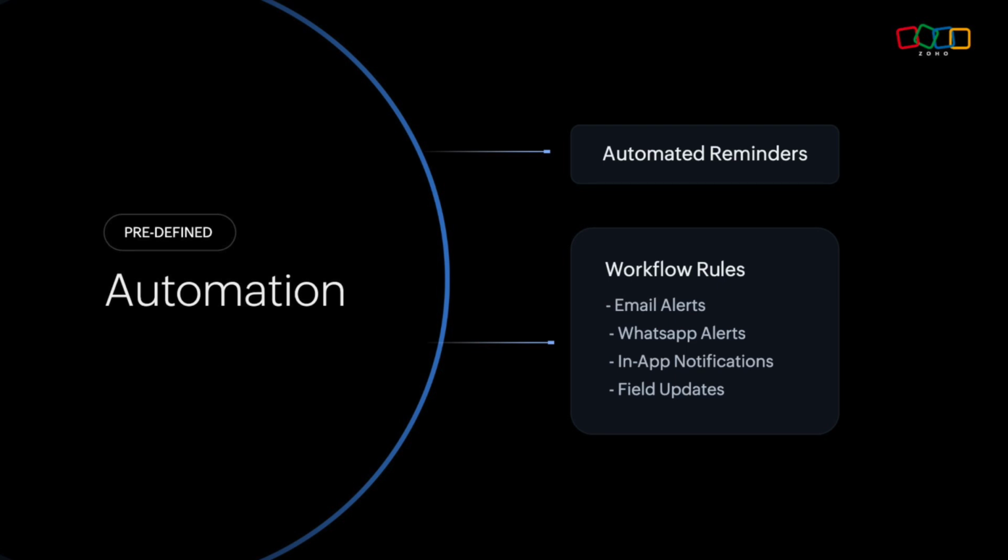Apart from this, if you have any other criteria based on which the action has to be performed, for that we have the workflow rule and its automation features. So let's explore the workflow rule and the automation features in Zoho Books.